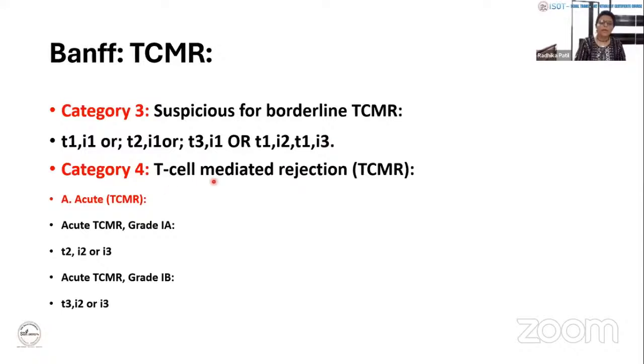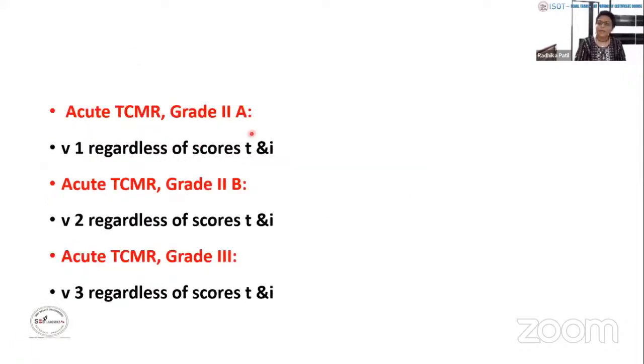So category 4 is T-cell mediated rejection, acute TCMR, when there is moderate to marked interstitial inflammation, but tubulitis is moderate, and 1B is when there is marked tubulitis. Grade 2A is where the vessel involvement is there, v1, that is less than 25% of luminal occlusion. v2, that is grade 2B, when 25% or more of the luminal occlusion is there, and grade 3 is v3.